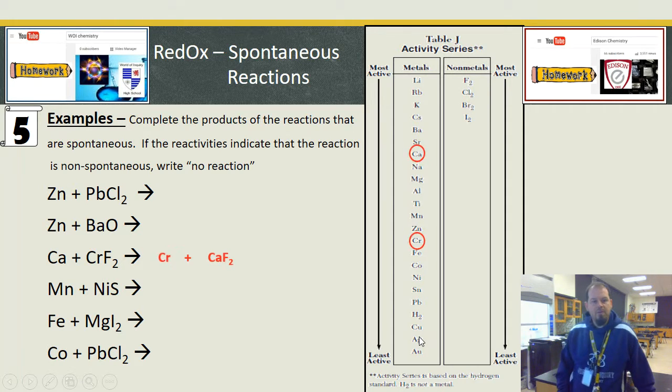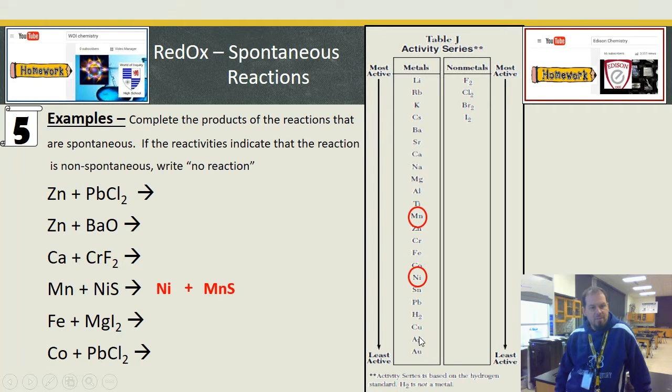Okay, do another one. Mn versus nickel, manganese and nickel. So I find manganese, I find nickel. Manganese is above nickel, so yes, this will go. They will swap out single replacement style, and notice just the metals swap, and the non-metal is still sticking around bonded. He's kind of like the spectator in this guy.